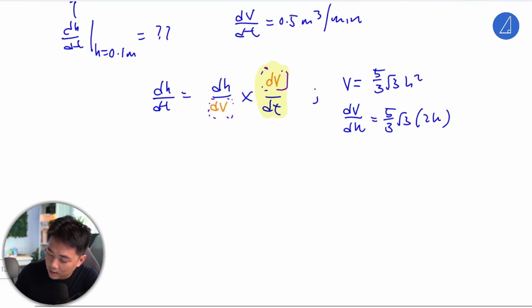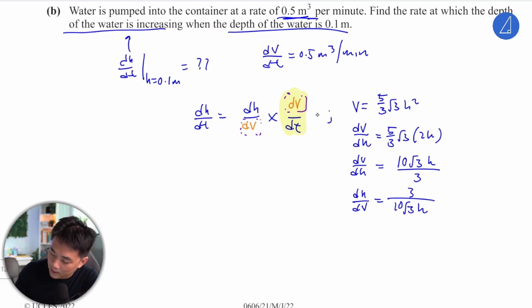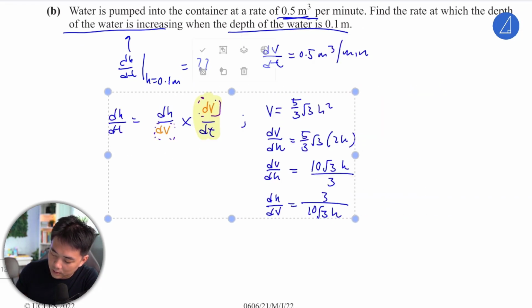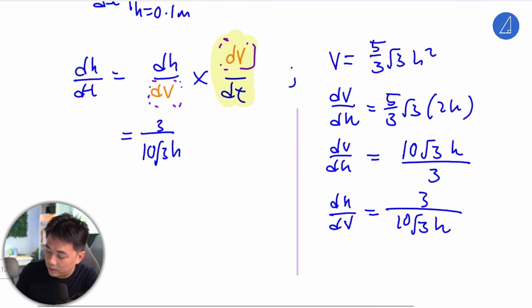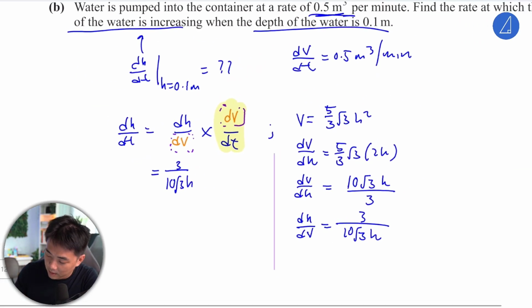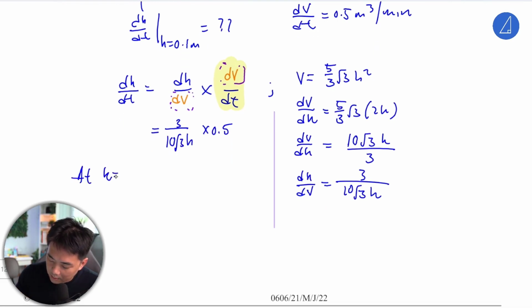Okay, so maybe I just rewrite this as 10 root 3 h over 3. So this is it. Because now what I need is dh/dV. So dh/dV is just the reciprocal, so it's 3 over 10 root 3 h. Okay, that's that. So once I have got this, what I need to do is just rewrite this as 3 over 10 root 3 h, which is from here, multiplied by dV/dt, which is actually 0.5. All right. So at height equals to 0.1, we could actually find dh/dt.